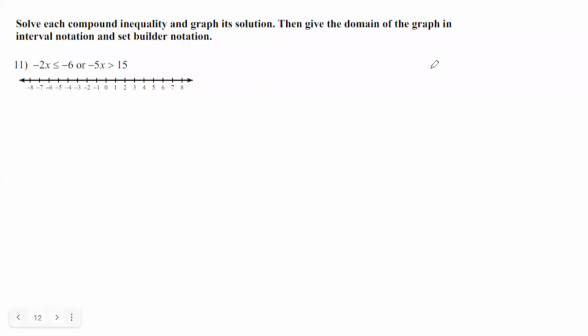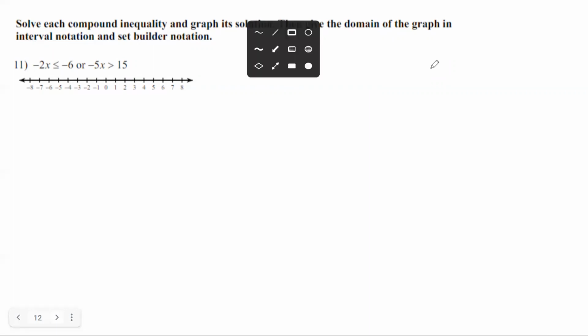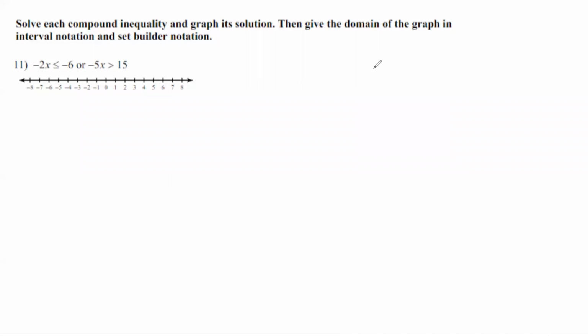Okay, number 11. Solve each compound inequality and graph its solution, then give the domain in interval and set builder notation. So this is an or inequality. You solve them separately. You can go to bed, or you can go to bed early, or you can go to bed late. You cannot do both at the same time. So -2x is less than or equal to -6, or -5x is greater than 15.